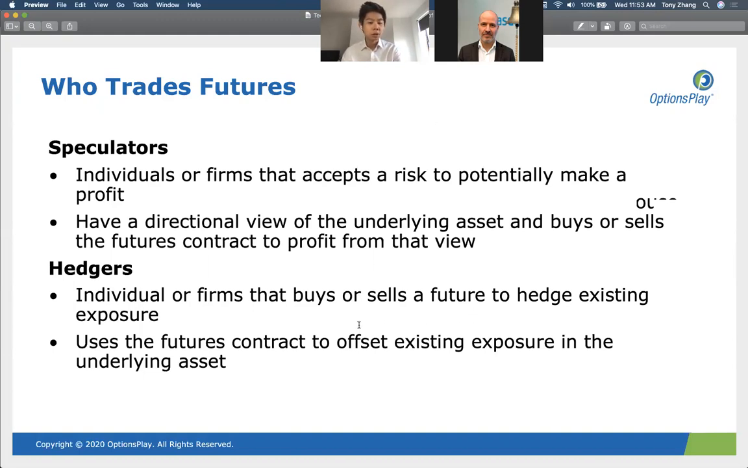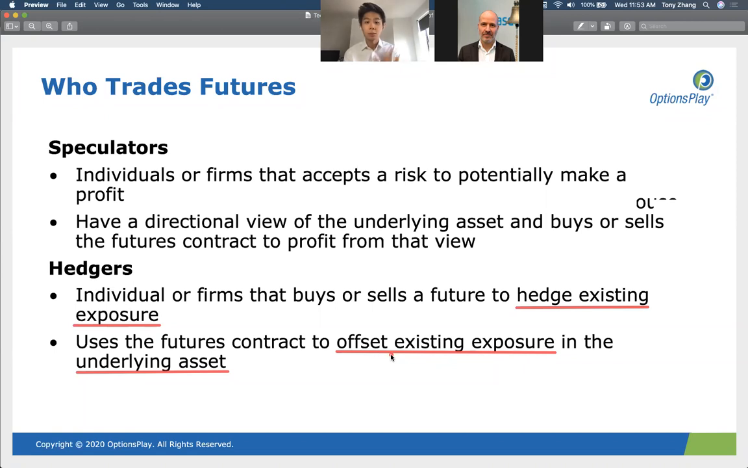So this is really an individual firm that's buying or selling a future to hedge their existing exposure. That exposure could be a portfolio that you have, or maybe you're a portfolio manager and you want to protect some downside. You see some volatility coming up, and what you're going to use is a futures contract to offset the existing exposure in the underlying asset. In this particular case, we're talking about the OMXS30, but it could be any futures product that you could be trading. You could be using it as a hedging tool.